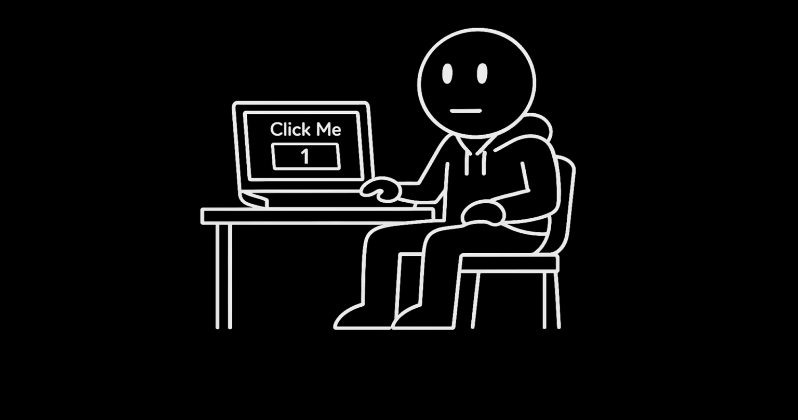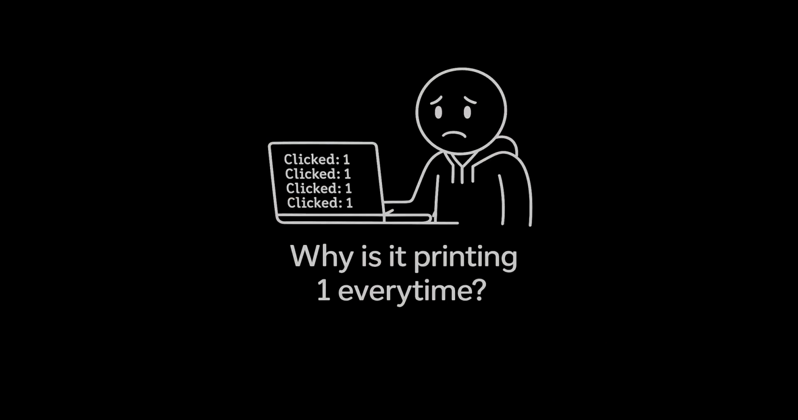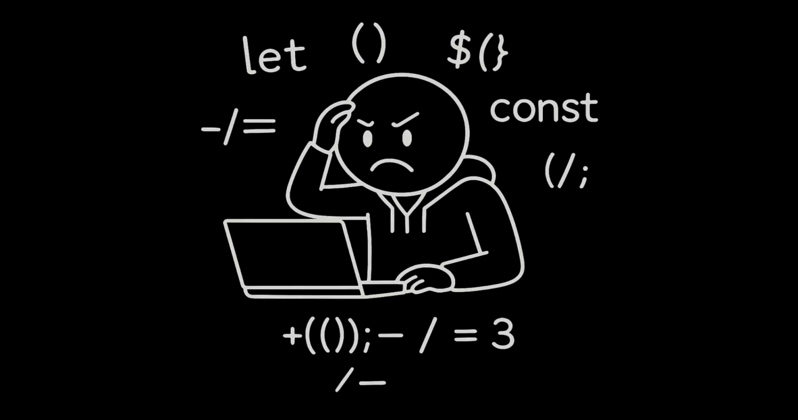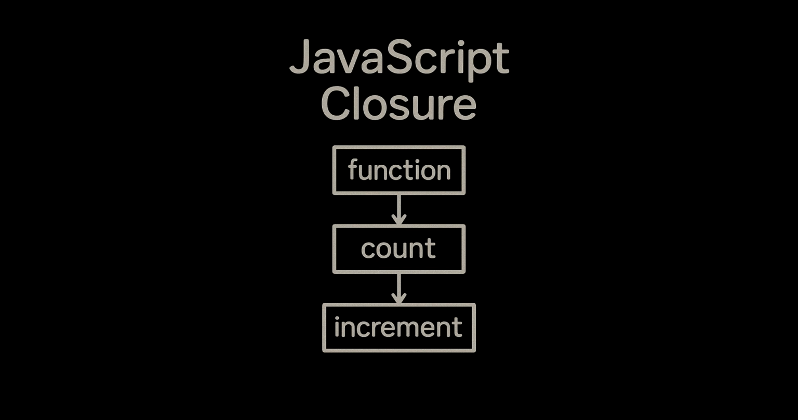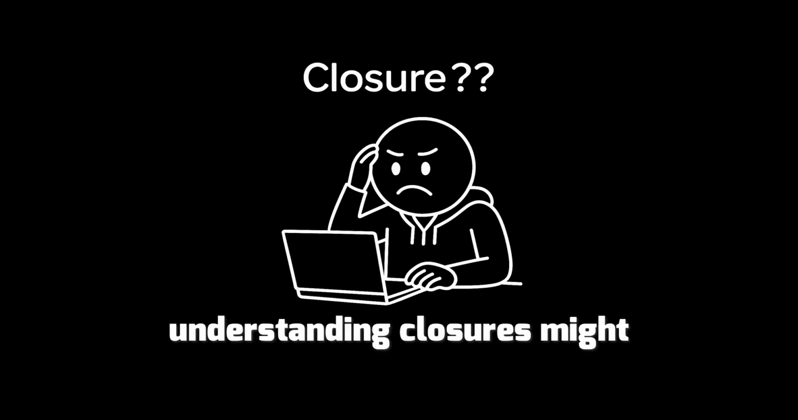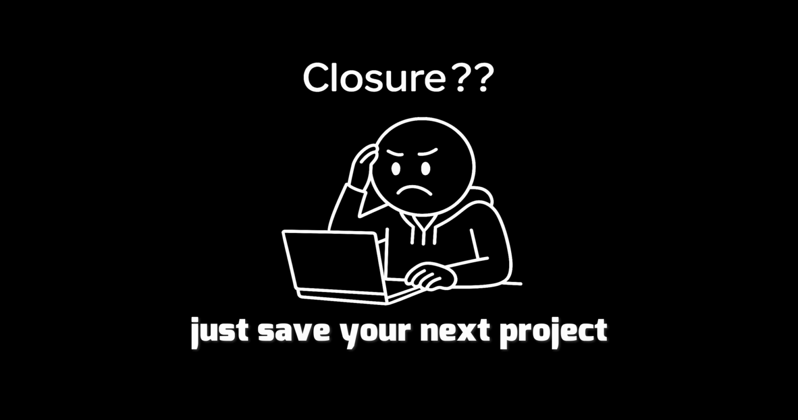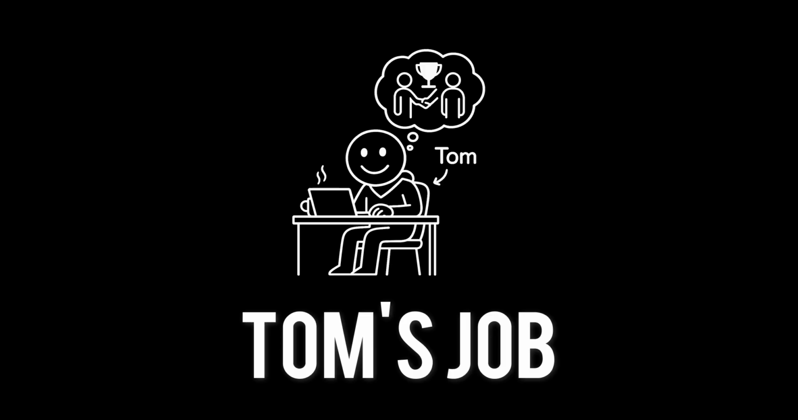This is Tom. He's building a simple counter for his app, but every time he clicks, the number resets. So, what's going on here? Well, the real hero of today's story is something called a JavaScript closure. Stick around, because understanding closures might just save your next project and maybe even Tom's job.